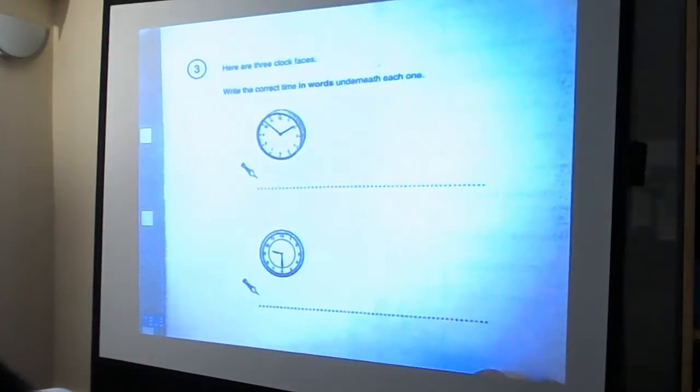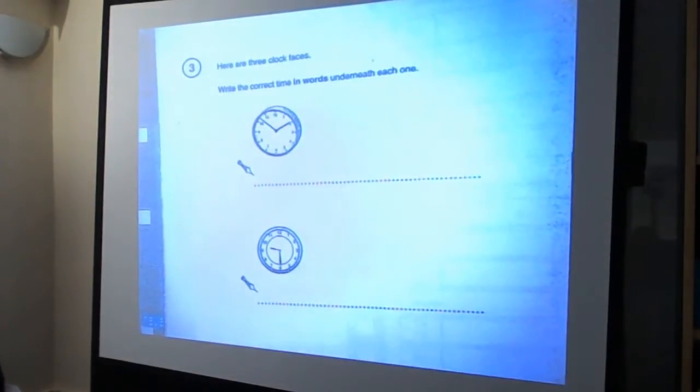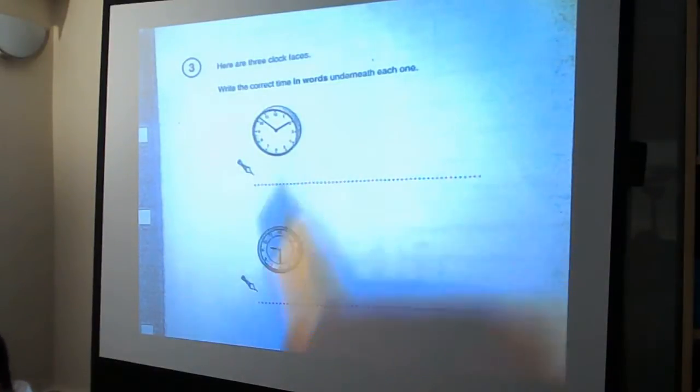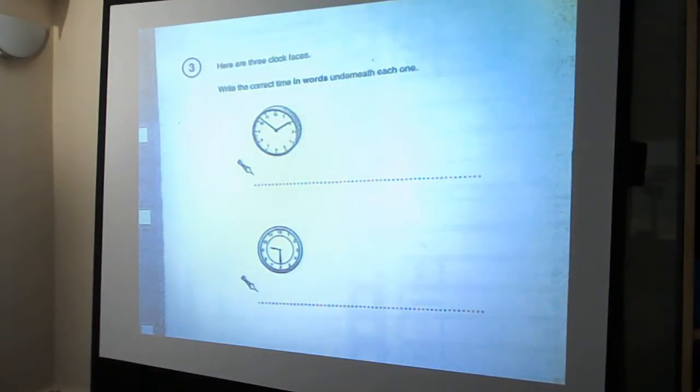Right, here are 3 clock faces. Write the correct time in words underneath each one. So let's have Zach for the first one. What do we get for the first one? What's the time for the first one? Okay, write the correct time in words. So you can't write it as a digital time, we're going to write it in words.